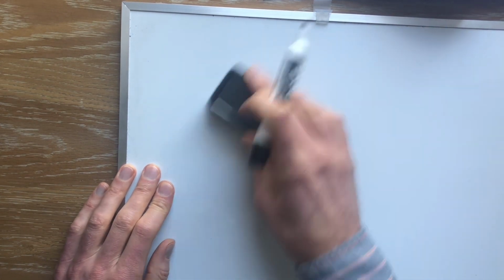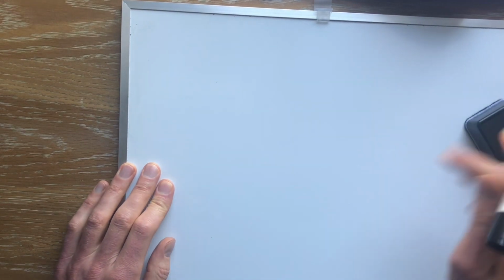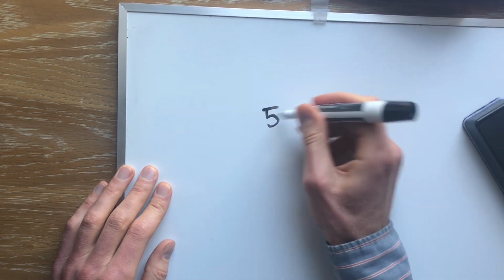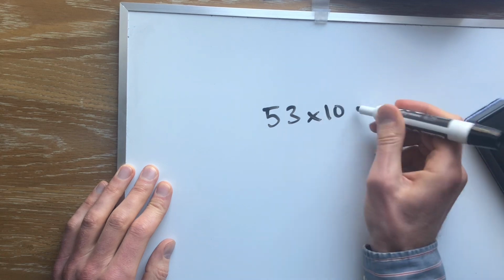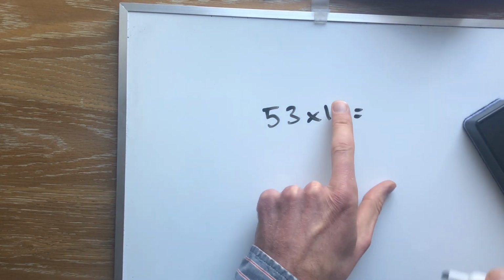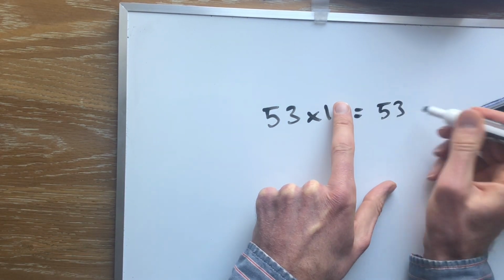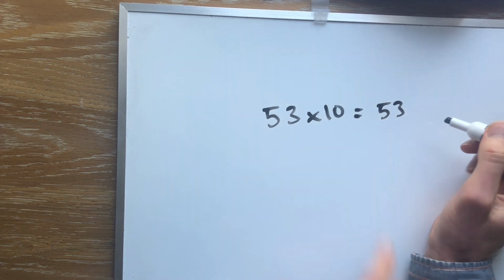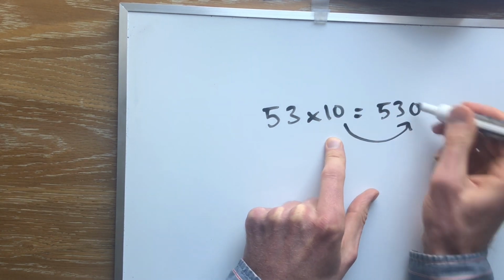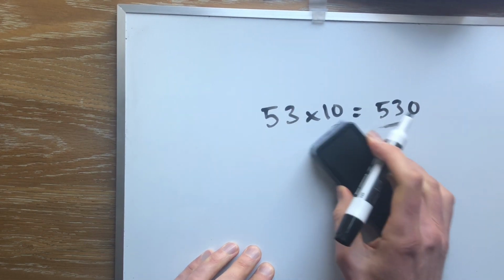But the real crux of what I'm saying is if you see a problem like 53 times 10, you can just look at, well, what's 53 times 1? But we're talking about tens. We need to put that 0 over here. It's like that. 530.